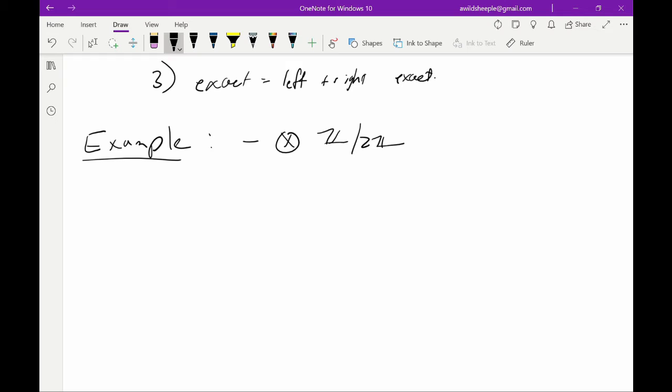So first, we need to recall, hopefully you do remember, what the objects of C lower U and C upper U actually are.